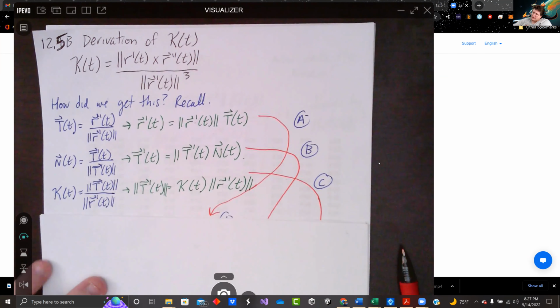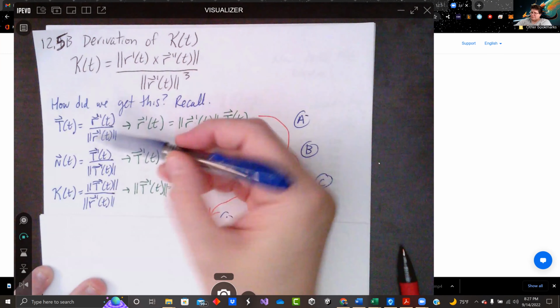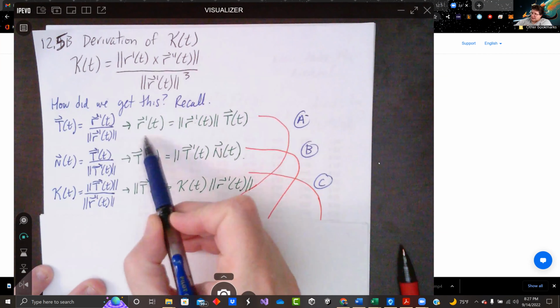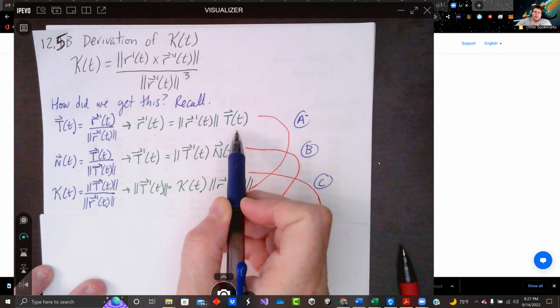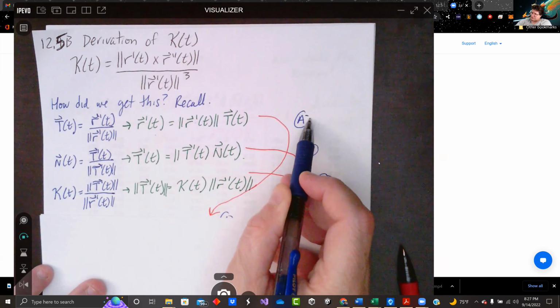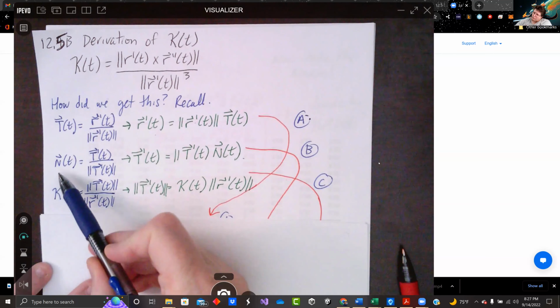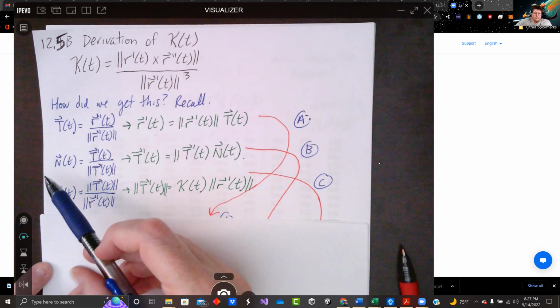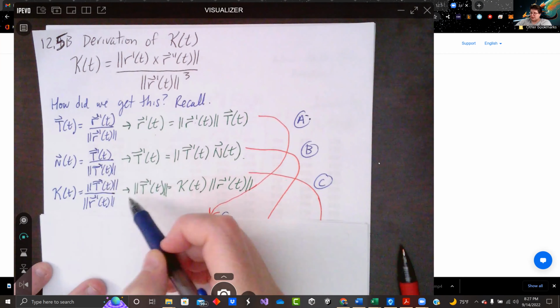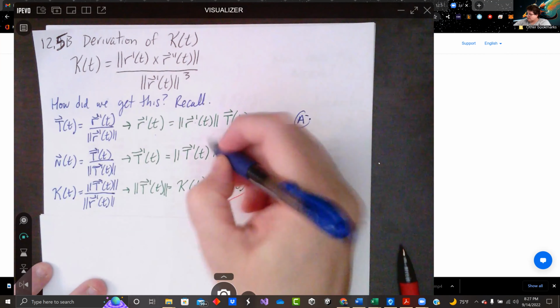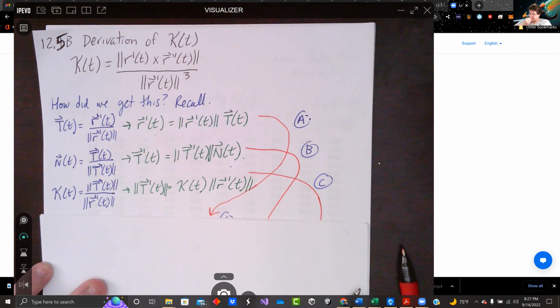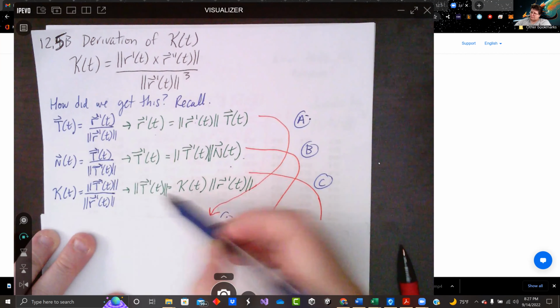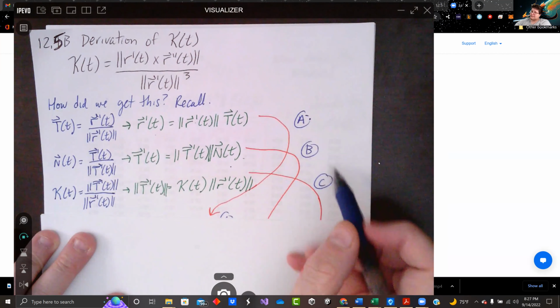Recall three different things. The tangent vector T is R prime over the magnitude of R prime. I'm going to rewrite this by clearing the fractions: R prime of T equals the magnitude of R prime of T times tangent T. I'm going to call this equation A. We're going to do some substituting here in a second. Also recall that the normal vector is tangent prime over the magnitude of tangent prime. So we rewrite that without fractions. And finally, kappa of T, the original kappa equation we had, is T prime over R prime. I'm rewriting this again without fractions. So I've got equations A, B, and C.